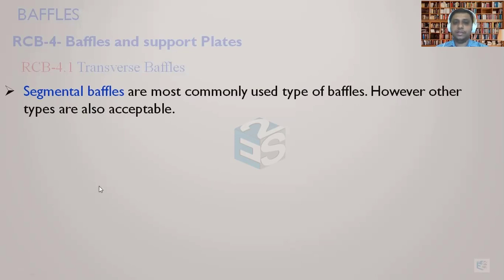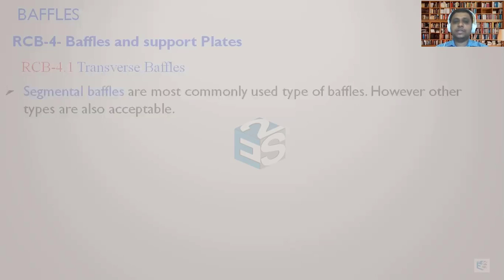Transverse baffles are the ones which are perpendicular to the flow, or we can say which are having a transverse cut as compared to the flow direction. The segmental baffle is the most commonly used type of baffle. However, other types of baffles are also acceptable. So when we are saying segmental baffles, these segmental baffles are single segmented, double segmented, triple segmented. We are going to see how these segmented baffles are classified.